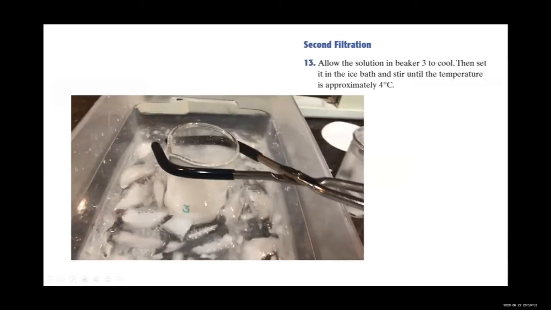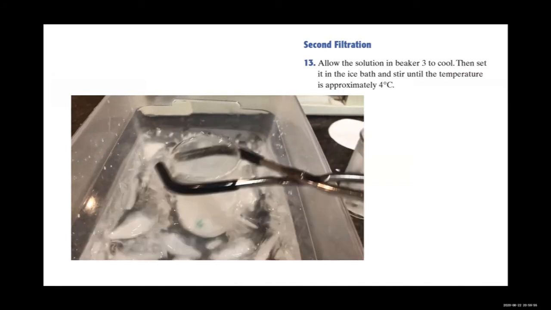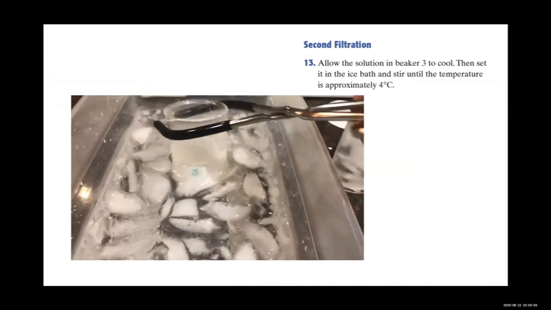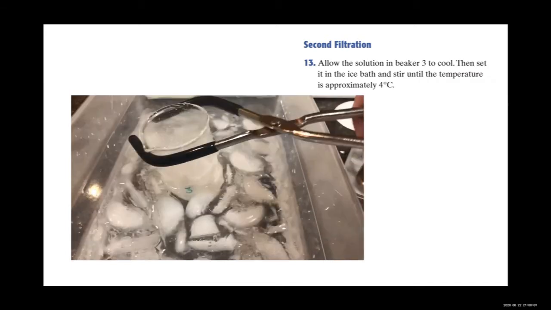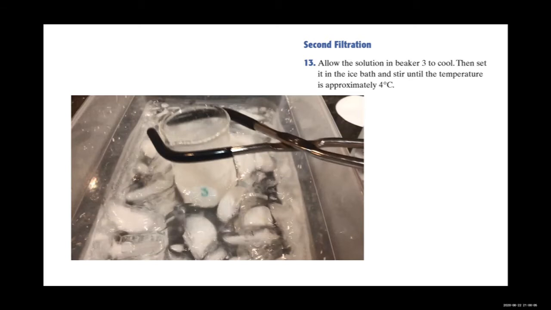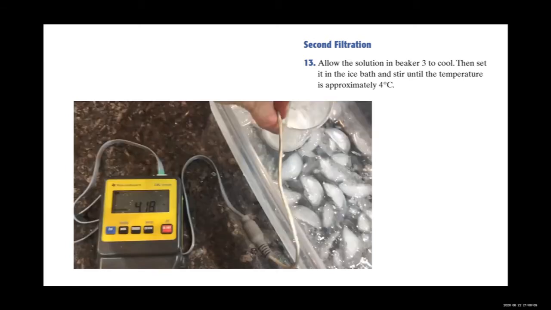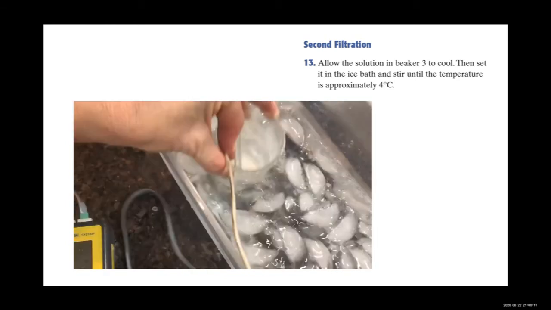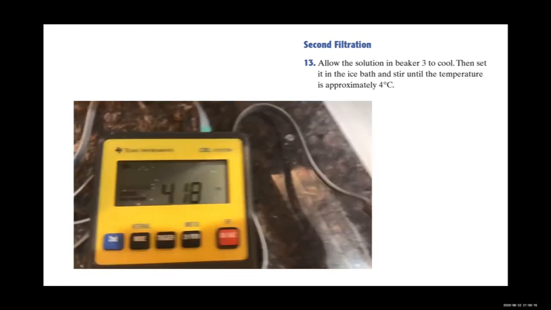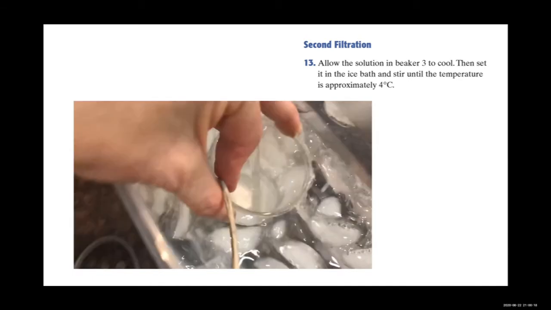For a second filtration, we're going to allow the solution in beaker 3, the one that we just boiled and reduced, to cool. And then we're going to set it in an ice bath and stir it or swish it again until the temperature is approximately 4 degrees Celsius. And you'll notice this time that our remaining solution is much thicker. It's like a slurry at this point.